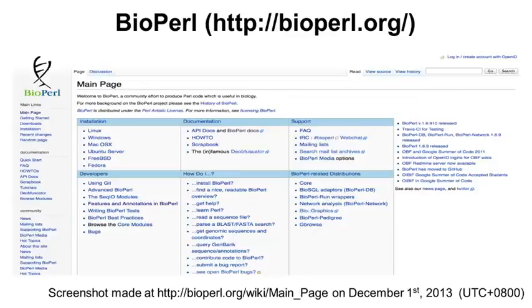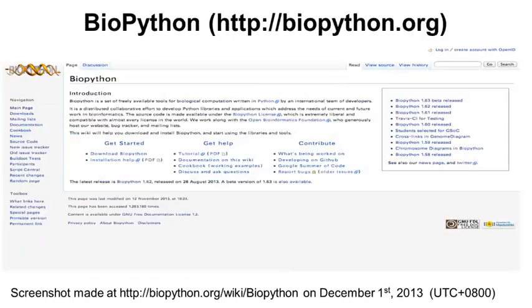Similarly, BioPerl shares lots of Perl modules for bioinformatics analysis on Linux, Windows, Mac OS X, etc. BioPython is a similar collection of Python libraries and applications in bioinformatics. These 3 resources are very useful. Many of us have used them in our bioinformatics programming.